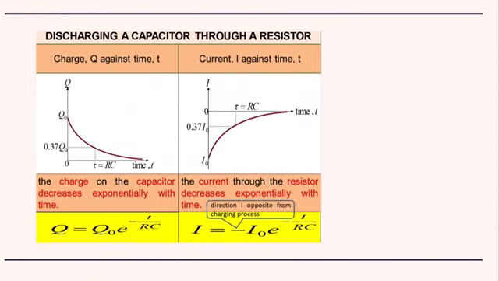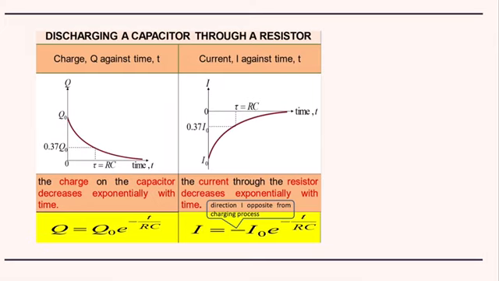So the graph for discharging a capacitor through a resistor for Q against time will be decreasing exponentially, and I against time is decreasing exponentially as well. But as you can see in the previous animation, the graph for current against time was in the positive direction, right? Here we draw it in the negative direction because the flowing of the electrons is in the opposite direction from before, which was the charging process.